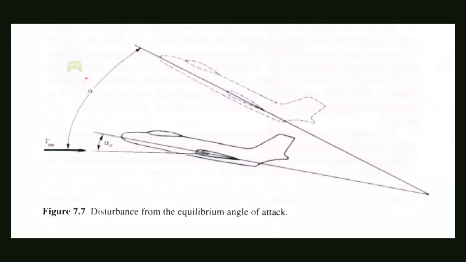As you can see over here, the equilibrium angle of attack alpha e is changed to angle of attack alpha because of the gust, a vertical wind force that acted on the nose of the airplane. It increased the lift and changed the state from the bold airplane position to the dashed airplane position, and we want the airplane to come back to its bold equilibrium state. If it's statically stable, it will have a tendency to come back.